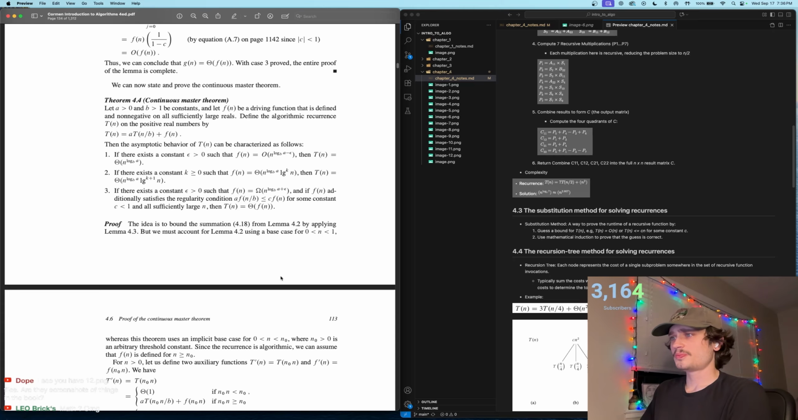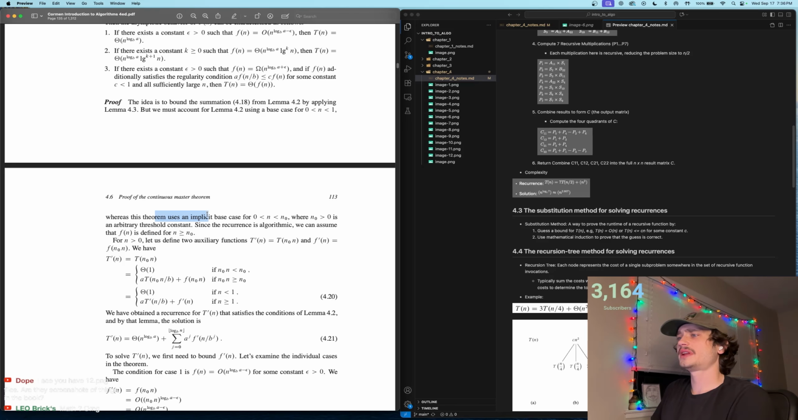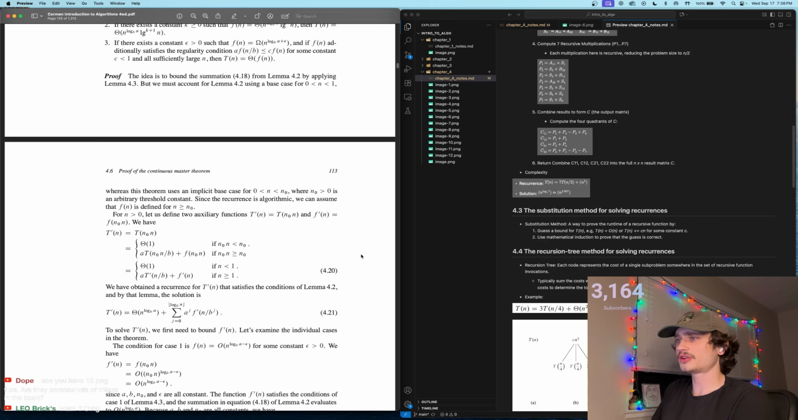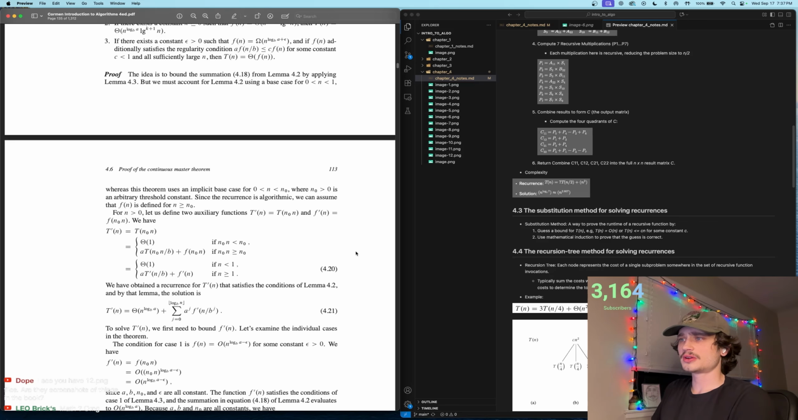Proof. The idea is to bound the summation 4.18 from lemma 4.2 by applying lemma 4.3, but we must account for lemma 4.2 using a base case for 0 to n to 1, whereas this theorem uses an implicit base case for 0 to n naught, where n naught greater than 0 is an arbitrary threshold constant. Since the recurrence is algorithmic, we can assume that f of n is defined for n greater than or equal to n naught. For n greater than 0, let us define two auxiliary functions, T prime of n, which is equal to T of n naught times n, and f prime of n, which is equal to f of n naught times n.